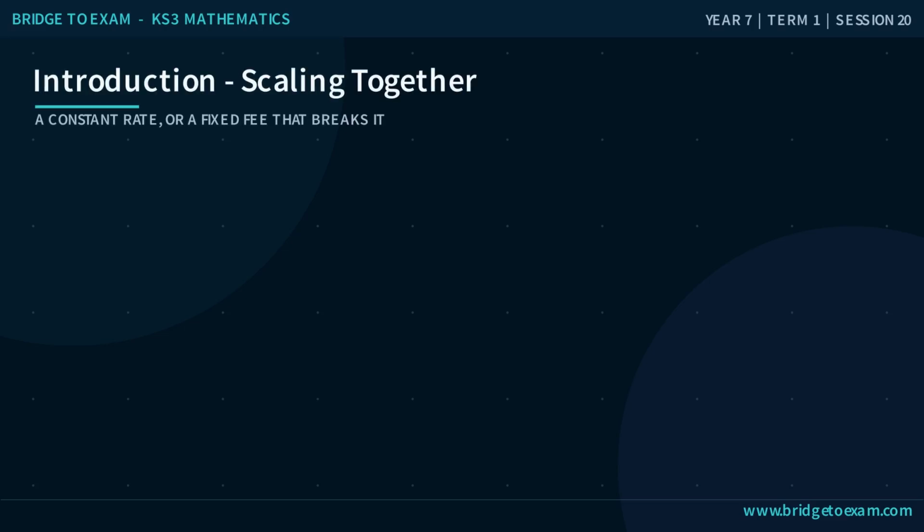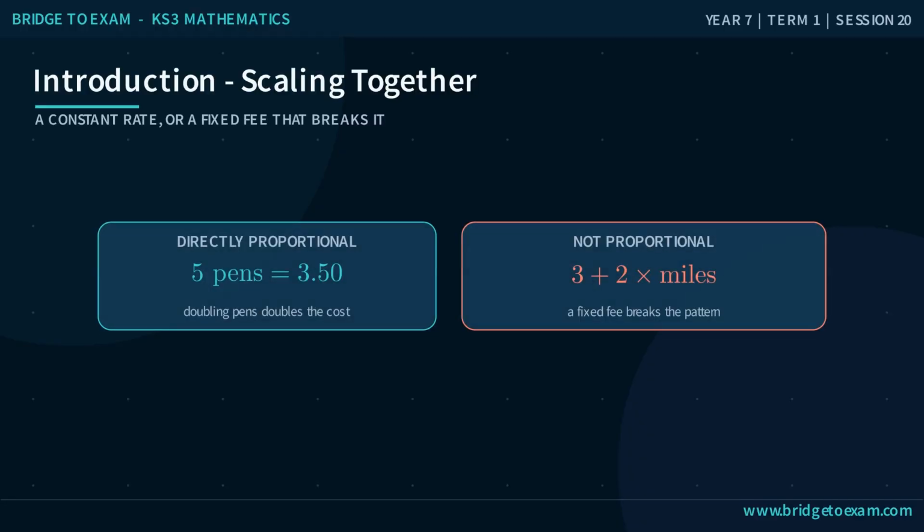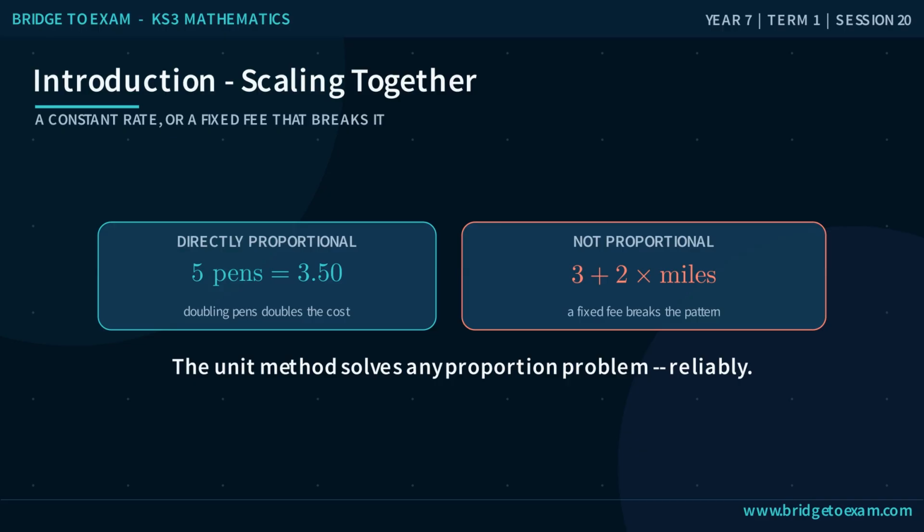Session 20. Direct proportion. Buy 5 pens for £3.50 and 8 pens for... Well, that's exactly what we're about to work out. When two quantities are directly proportional, doubling one always doubles the other, a completely constant rate of change. By the end of today, you'll recognize direct proportion, use the unit method to solve any proportion problem, and spot when a relationship isn't actually proportional.